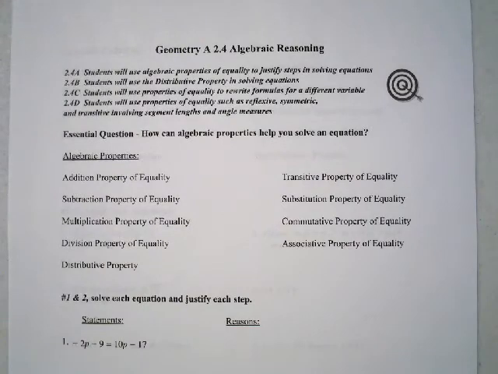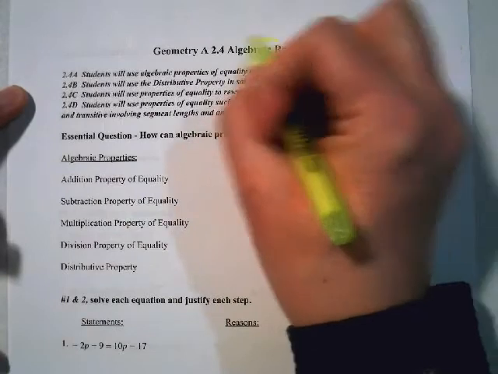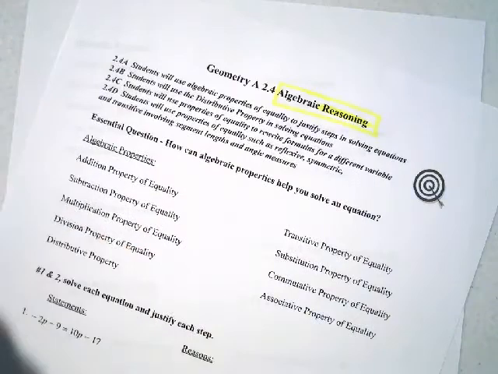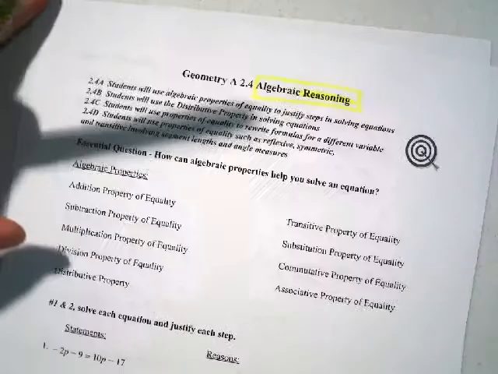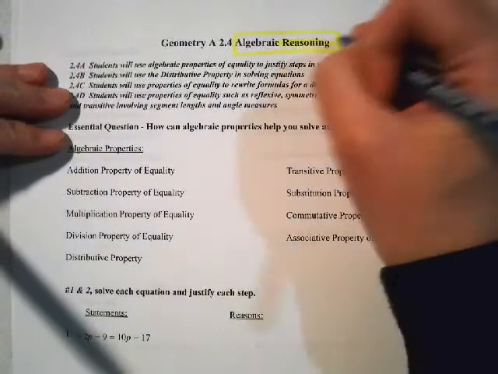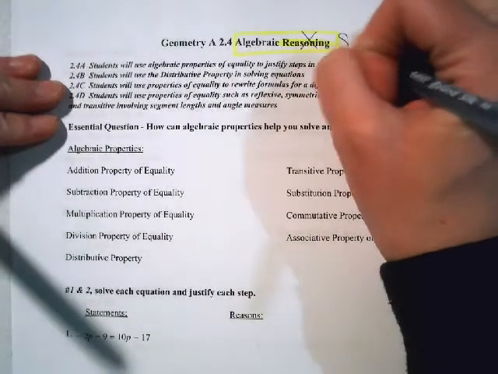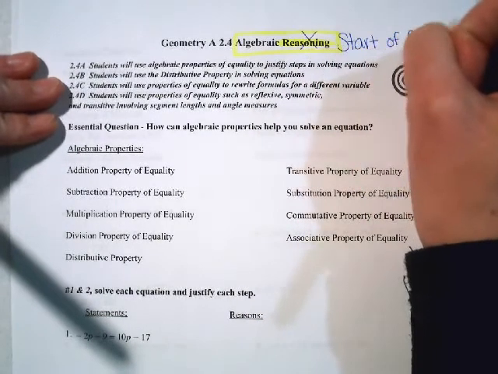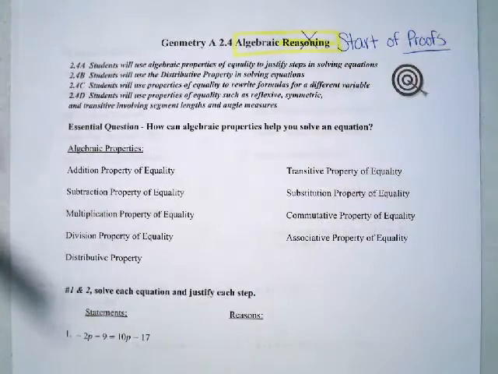Today we're going to be covering lesson 2.4. Now in 2.4 it says algebraic reasoning. You're really going to start what is a proof. Okay, so I almost want to just change this to say it's the start of proofs. Okay, that's really what we're about to get into.